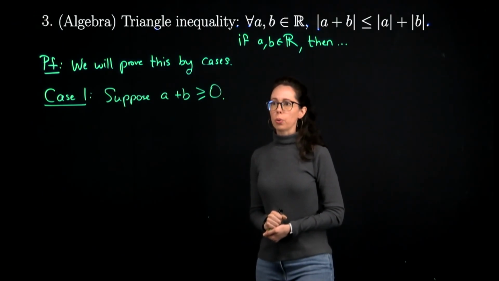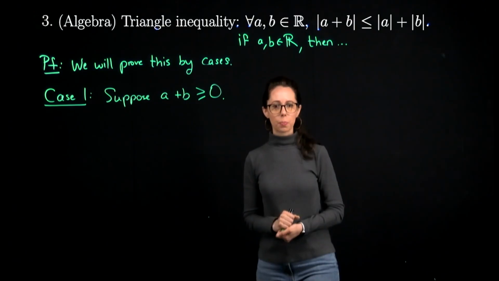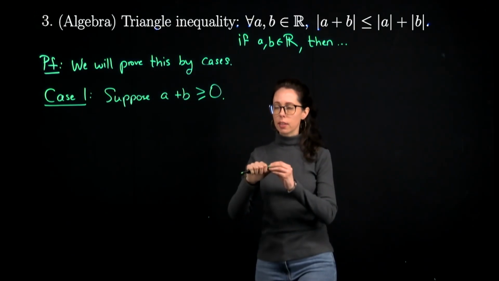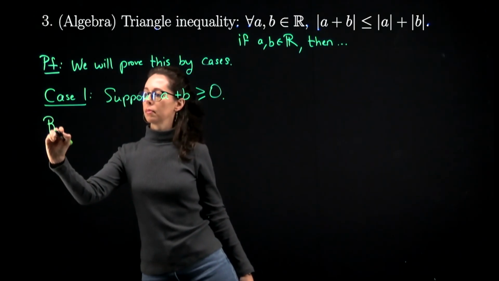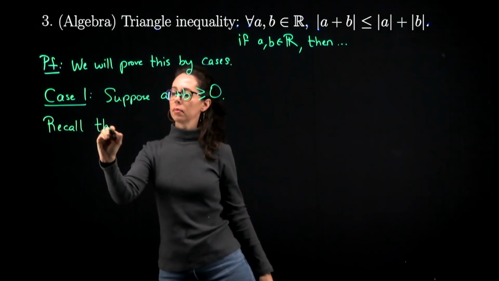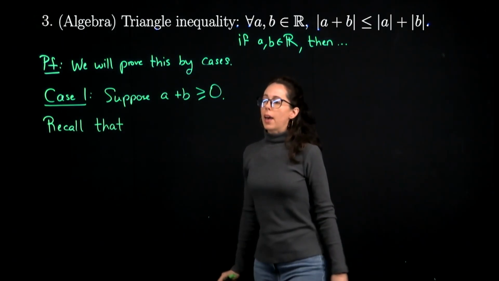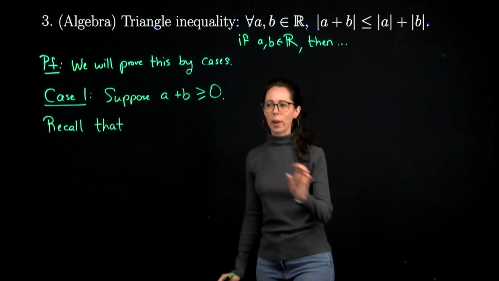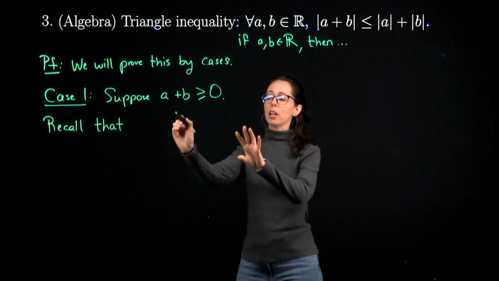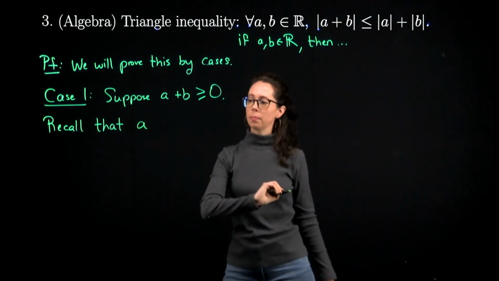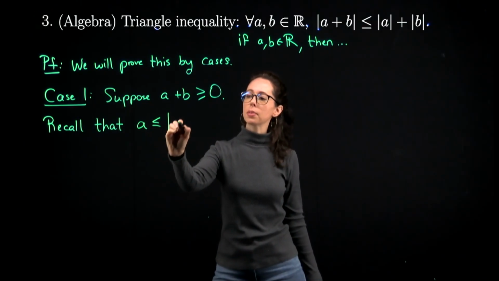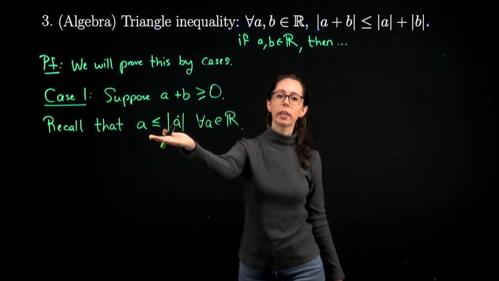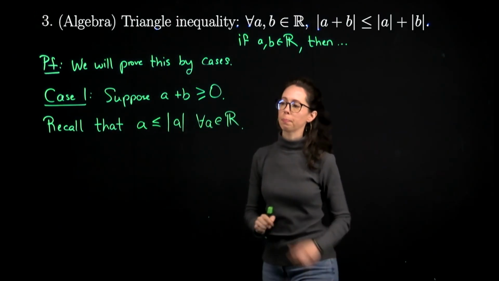I am going to use a fact throughout this proof, so I'm going to write it down explicitly for the reader now. Recall that the absolute value of a number is always greater than or equal to the original number, or the way I'm going to order it is actually the opposite inequality. So recall that any number A is less than or equal to its absolute value. This inequality is true for all real numbers A.